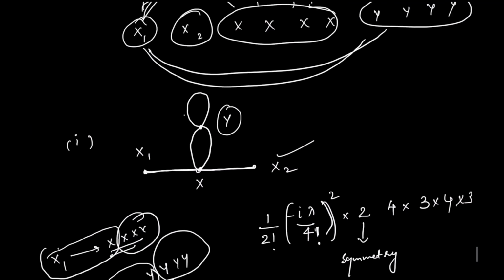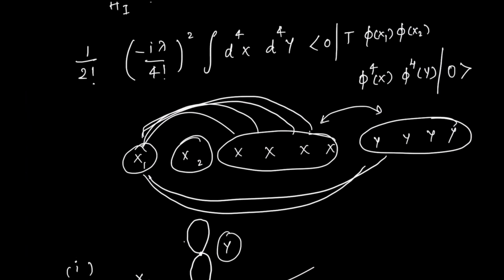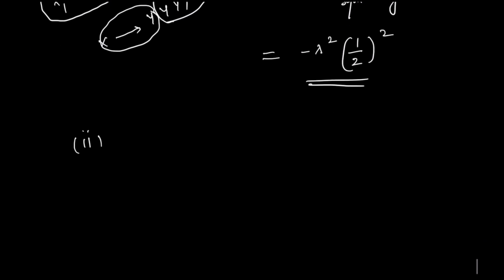There is another way to connect x1, x2, 4x and 4y. If I can have x1 here, then x here, y here and x2 here. So x1 I can connect to x, x2 I can connect to y. So one x is already gone and one y is already gone. So 3x and 3y are remaining. So I can have 3 connections. And there are 2 vertices.